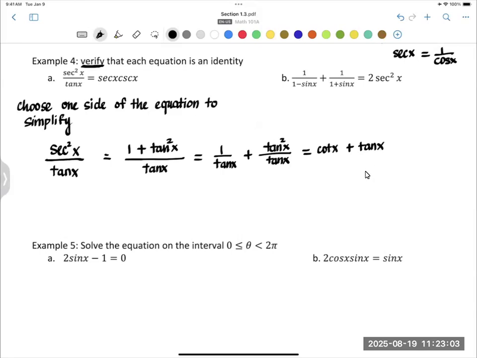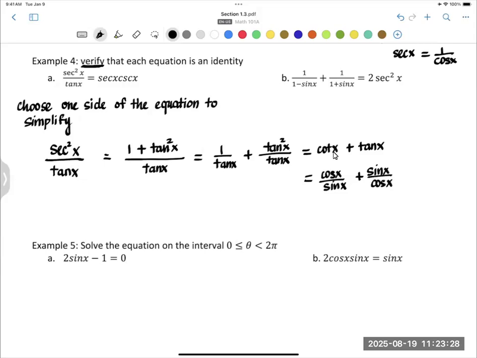But wait a minute, it doesn't look like the one on the right-hand side, because the one on the right-hand side is actually secant and cosecant. So how are we going to turn cotangent and tangent back into secant and cosecant? What we know about cotangent is cosine x over sine x, and tangent is sine x over cosine x.